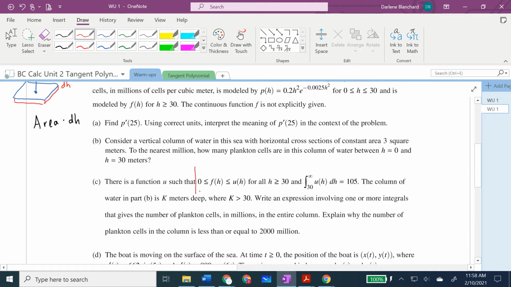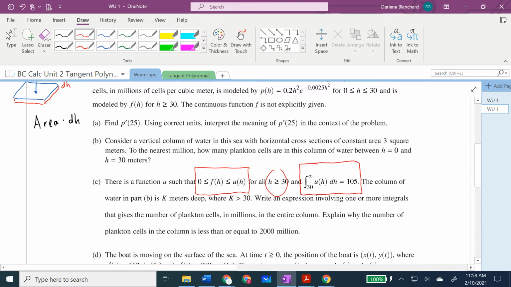This time they're telling you there is some function u that is greater than or equal to f of h for all h greater than 30. And they are telling you the integral from 30 to infinity of u of h.